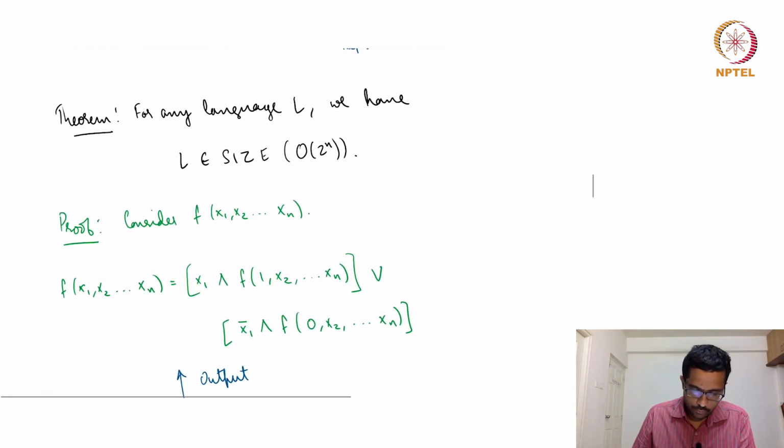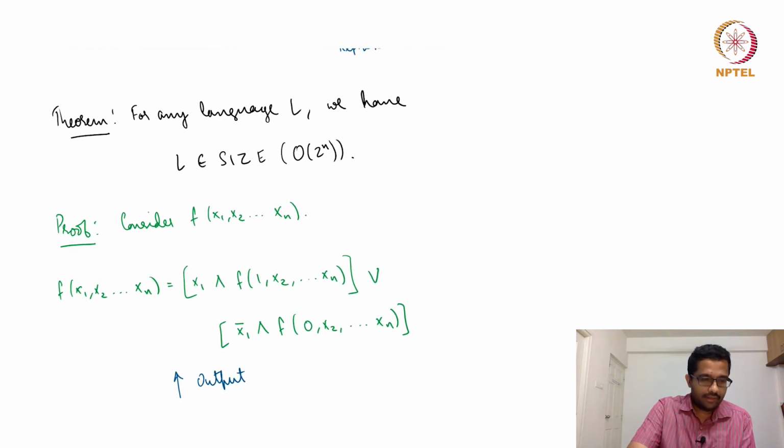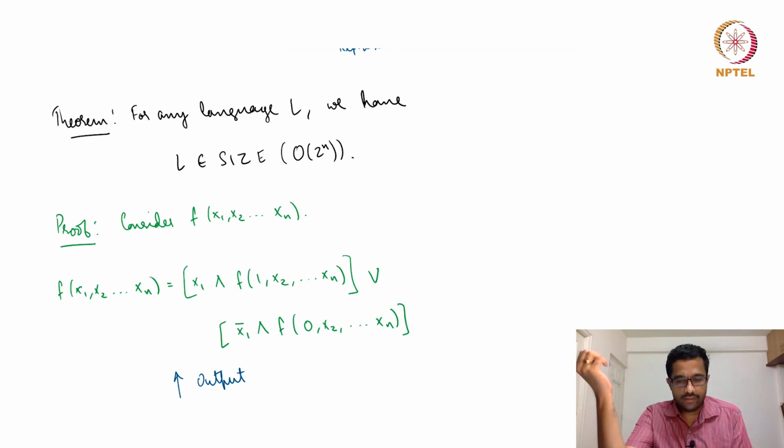Now one important theorem is that any language has a circuit family of exponential size, exponential meaning order 2 power n size. This is something interesting that we do not have in the case of Turing machines. It's not like we can say that any language has a 2 power n time algorithm. There are languages that require more time, right? So let's see how that is. It's a fairly straightforward argument.